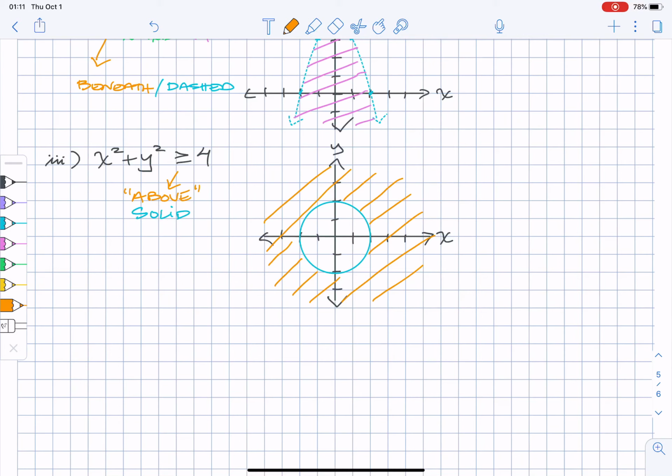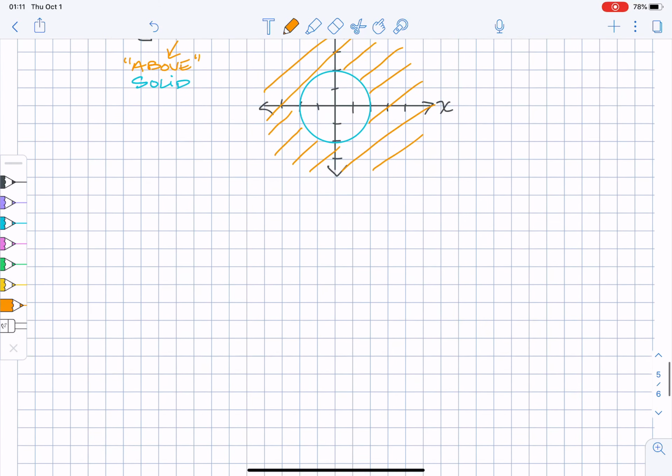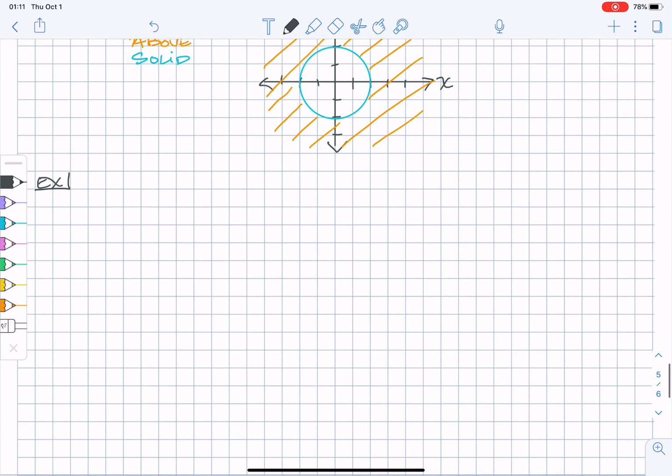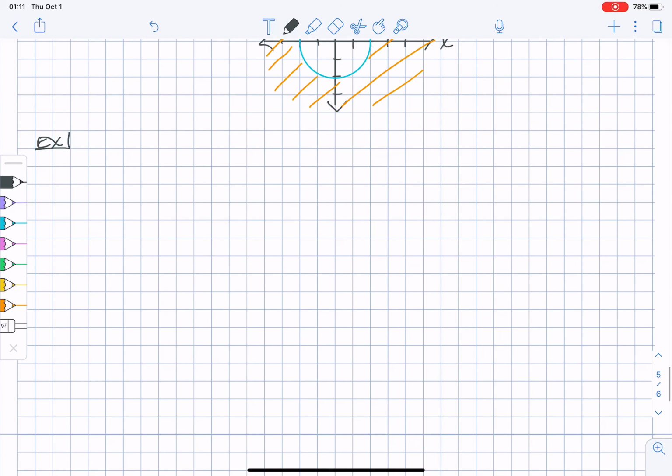Okay, finally we're going to use this all together. So example. And this will be the last example in this section. So let's plot the solution to the following systems. I'll just do 2 examples.